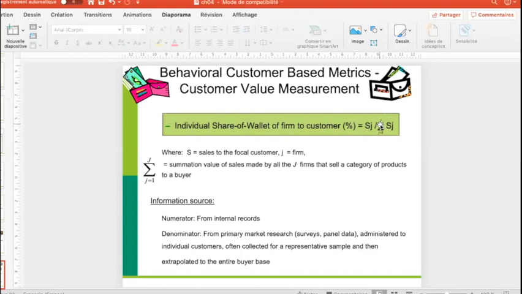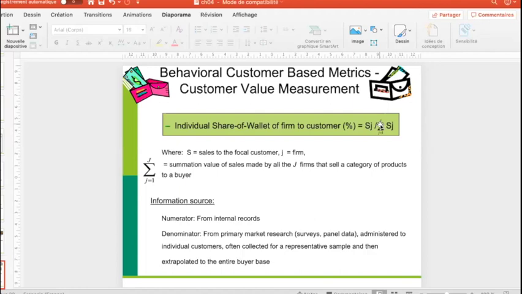The information comes from internal records. So the numerator, the expenditures in my store or in my brand, comes from my internal sales records. The denominator is much more complicated because we don't actually know how much money a customer spends at Leclerc or Casino, at the competitor stores. So the only way to get this information is to do market research. Individually, I could ask the customer as he's in my database. I can send him an email and say, I would like to know you better. I would like to know how much money proportionally you spend in competitors' brands or stores. So this would be survey data or panel data.